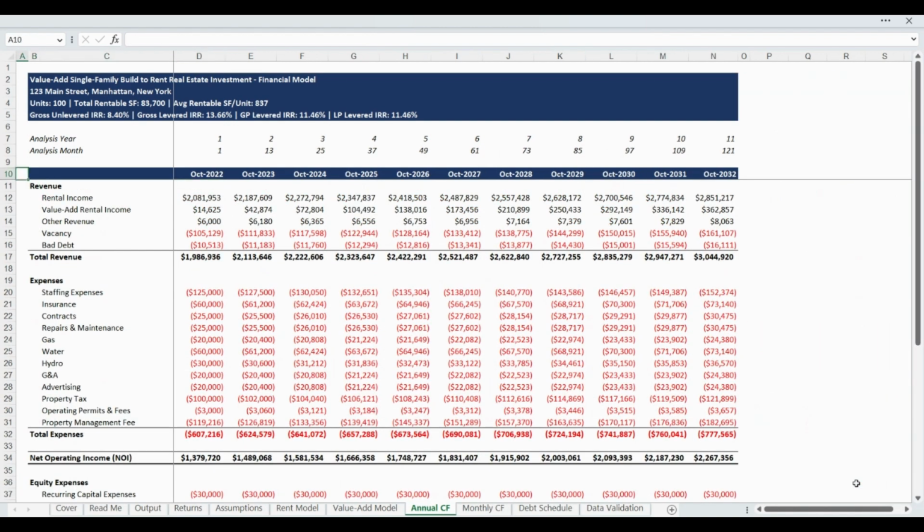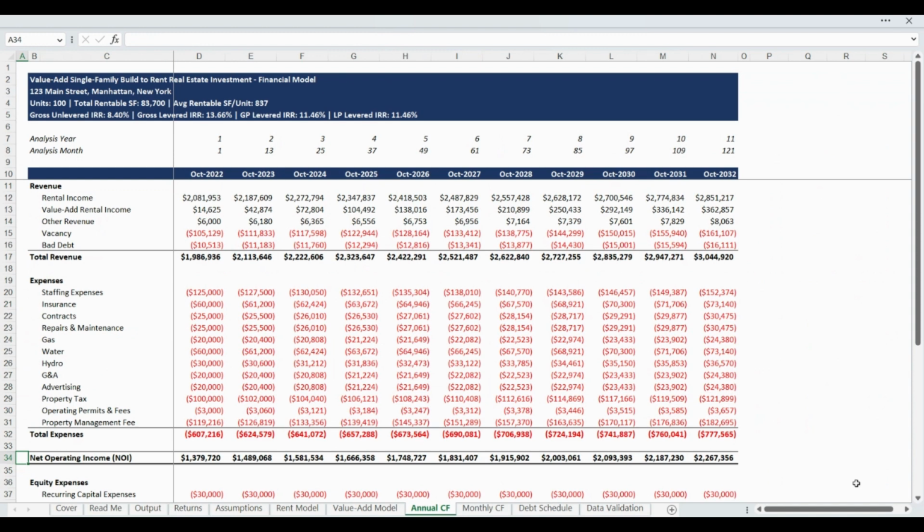The Annual Cash Flow tab serves as a consolidator of the highly detailed Monthly Cash Flow tab to create a shorter form and more easy-to-read Annual Cash Flow Statement report. Similar to the Monthly Cash Flow tab, the Annual Cash Flow tab begins with revenue and contra-revenue accounts to showcase the annual effective gross income.